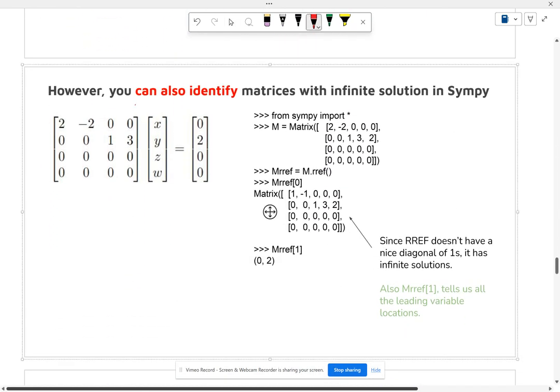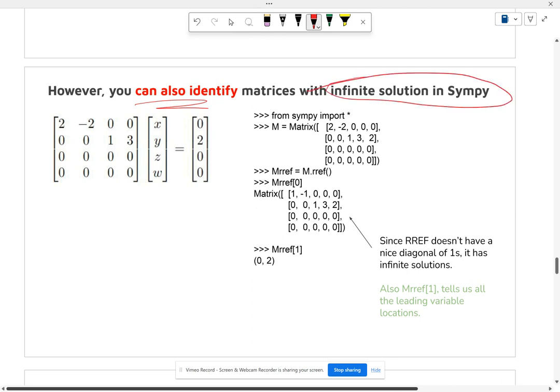You can also identify a matrix with infinite solutions in SymPy. Over here, you can tell that these two are the leading variables, and these two are the free variables. Because there isn't a nice diagonal of 1s and 0s everywhere, you can tell that this has infinite solutions, and therefore the matrix is singular. This is singular.